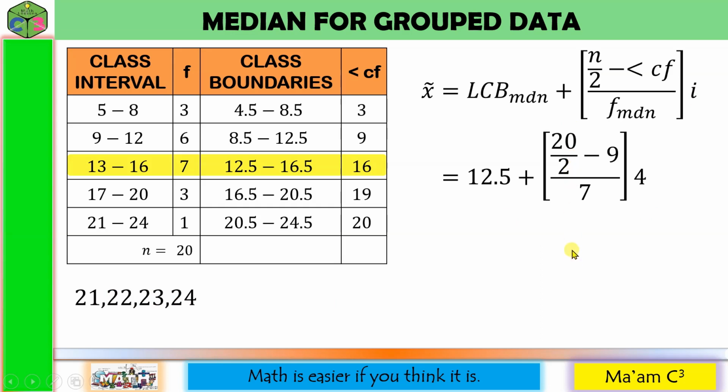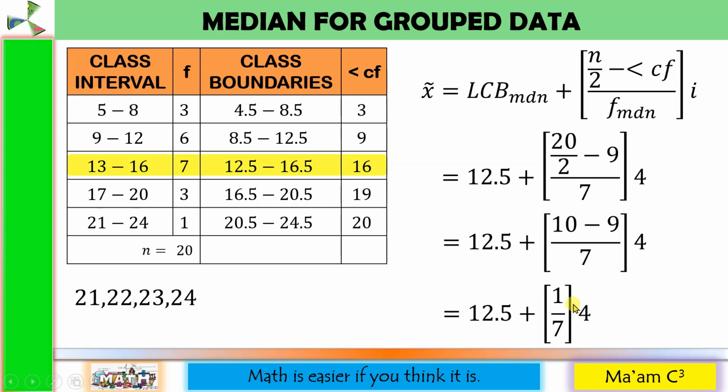20 divided by 2 is 10. 10 minus 9 is 1. 4 times 1 is 4. So you have 4 divided by 7. And then add 12.5. And that will give you 13.07. This is our median.